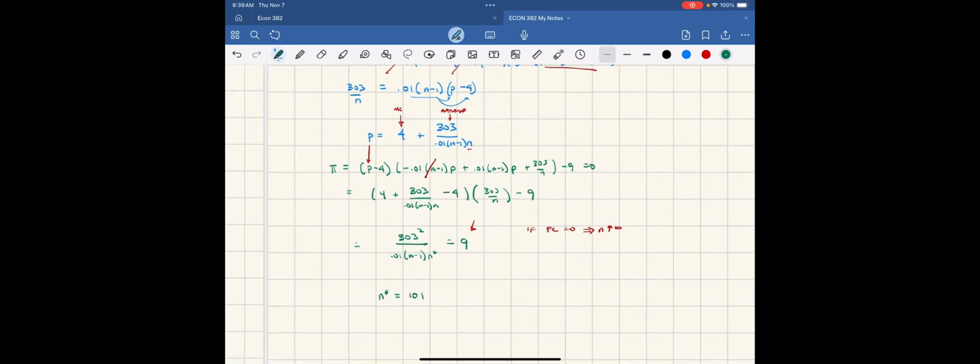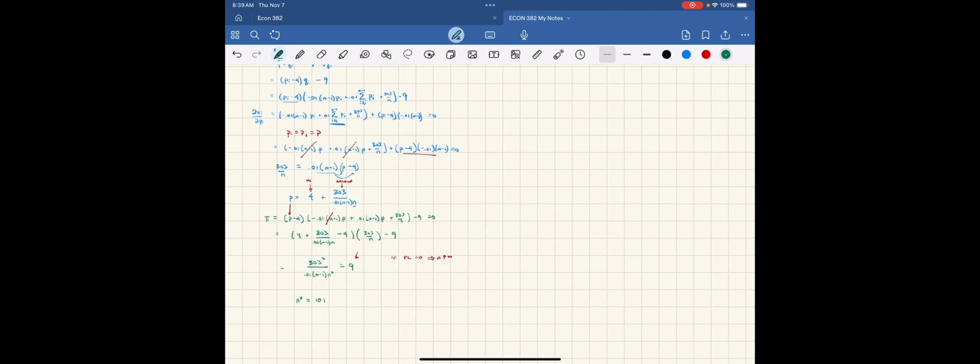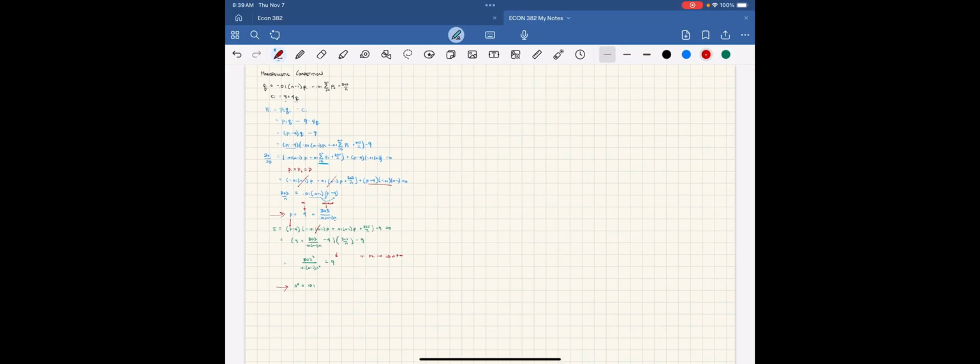So given this structure, we can identify the optimal price that a firm will charge, and the quantity and the profits. We can calculate all that. And based on that, we can also calculate the optimal number of firms in a monopolistically competitive market.